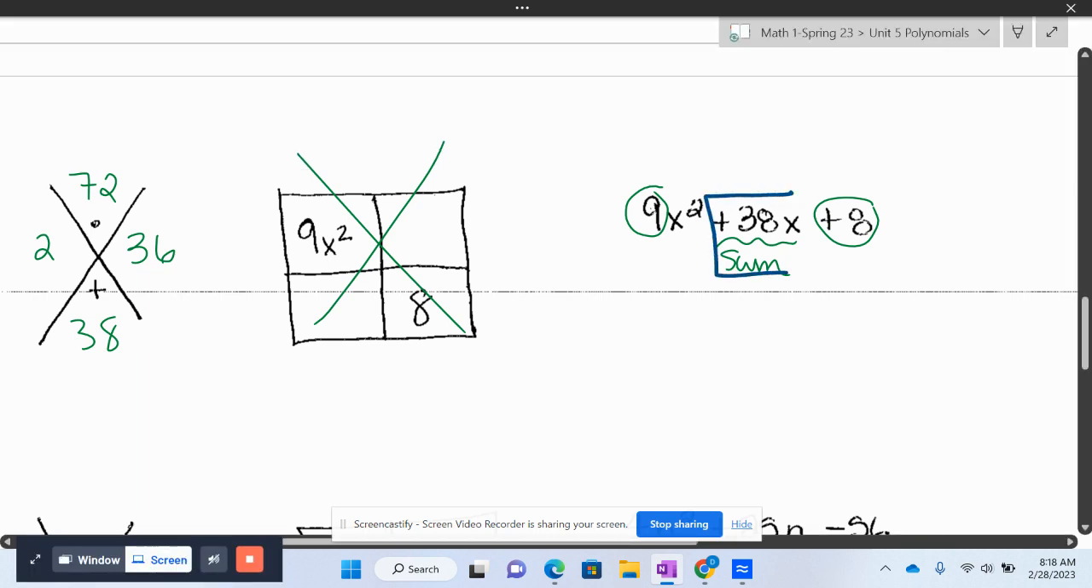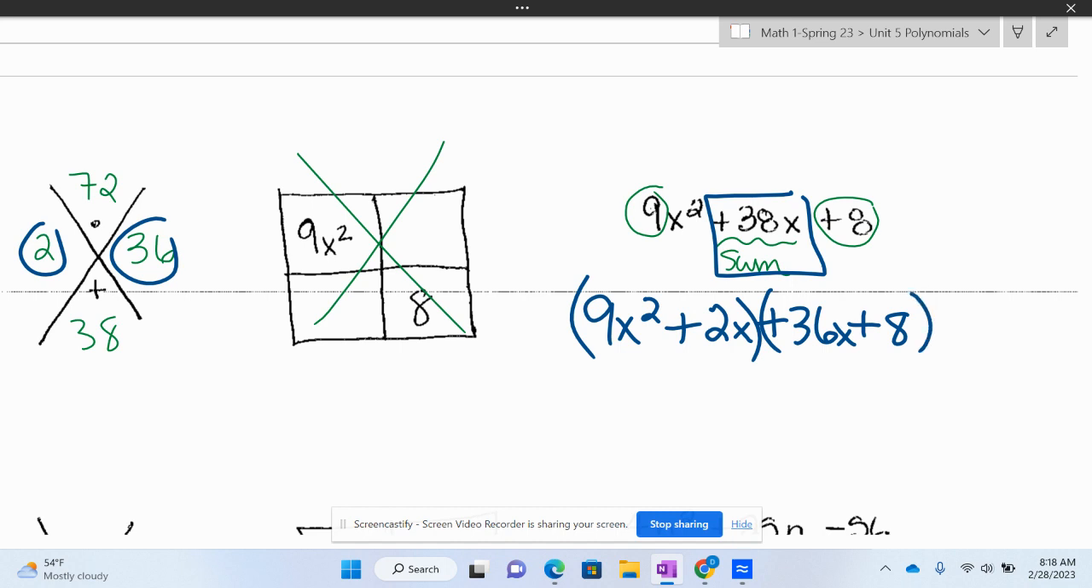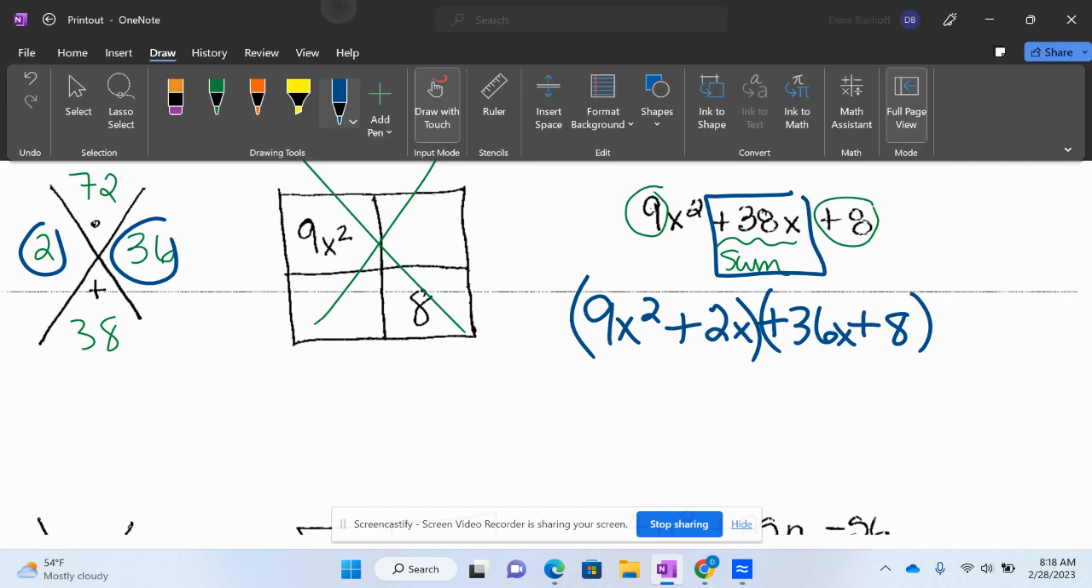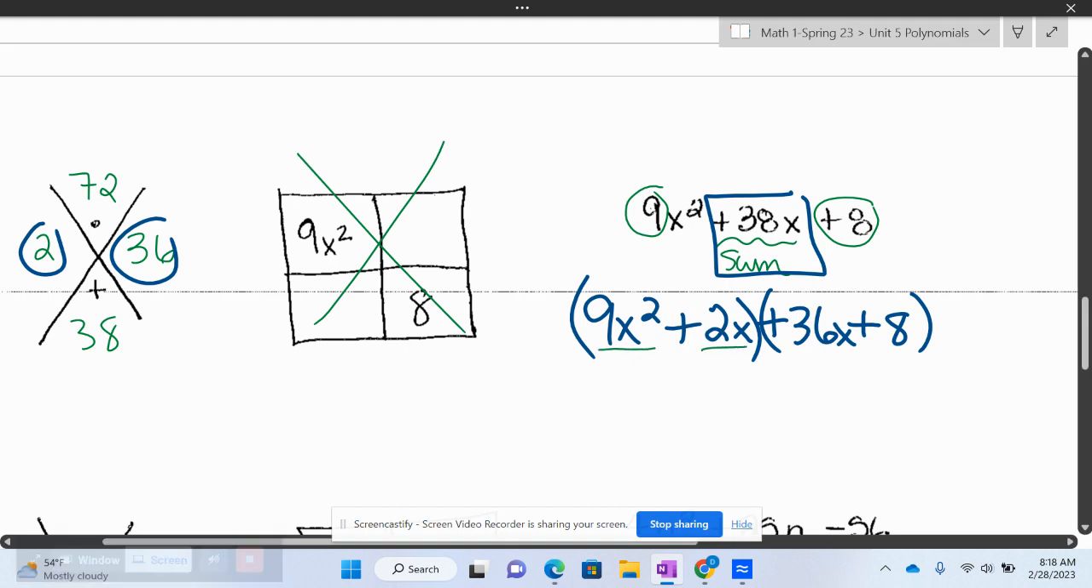We took this middle term and we're going to replace it with these two, right? So we rewrite it as 9x squared plus 2x plus 36x plus 8. And then we group them 2 terms at a time. So much like the factor box, we're looking for the greatest common factor. So what is the greatest common factor in that first grouping?